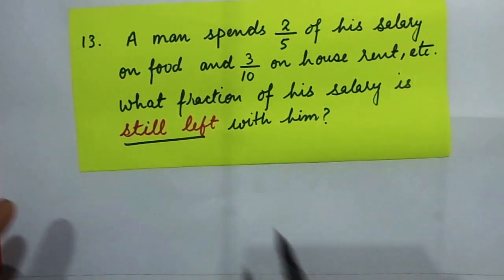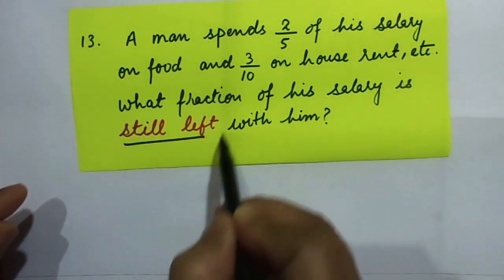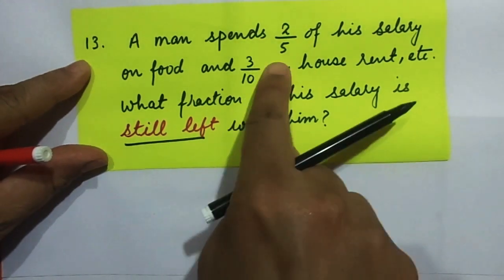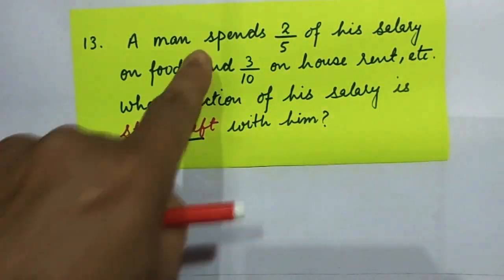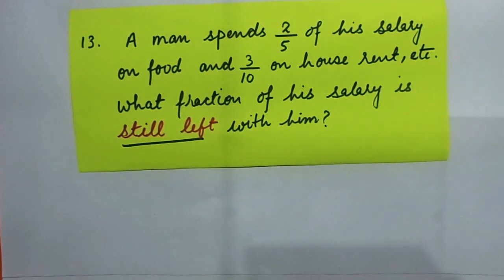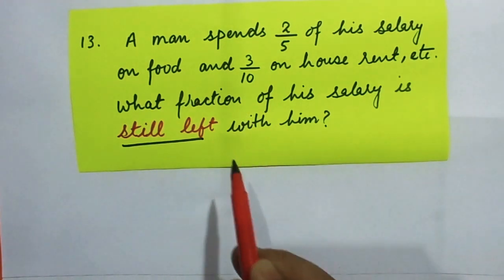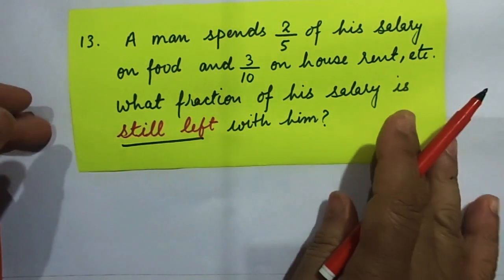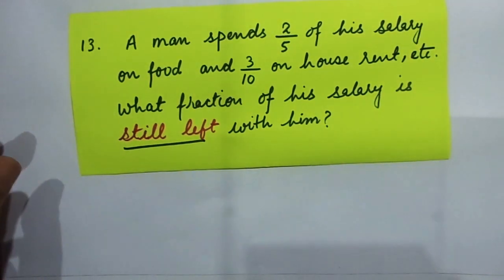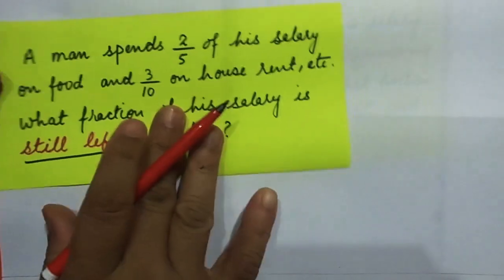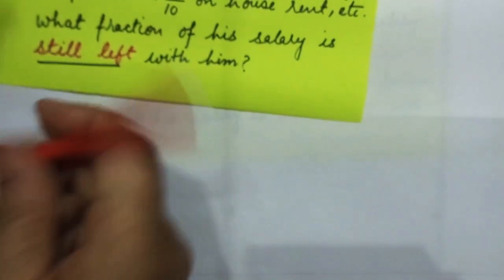The remaining is... Now they are asking the remaining, how much is left. Have they given the total value? They have not given the total value. Please look at the question once again. A man spends this much, he spends this much, but how much he has earned is not given. So what are you going to do? So in this case, we are going to take the salary.